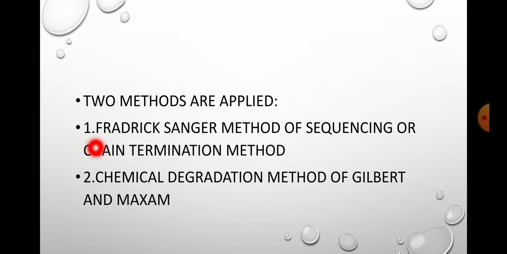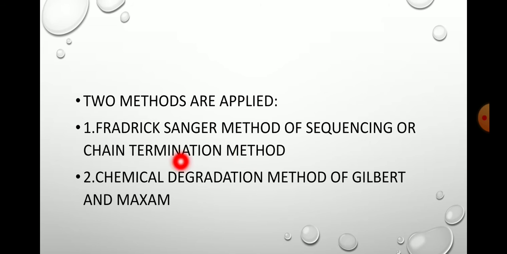The first one is the Frederick Sanger method of sequencing of DNA, also known as the chain termination method. Frederick Sanger is a scientist who contributed to the sequencing of DNA as well as amino acid sequencing. For this, he got the Nobel Prize in the field of medicine. So why is this known as the Sanger method? Because it was invented by Frederick Sanger.